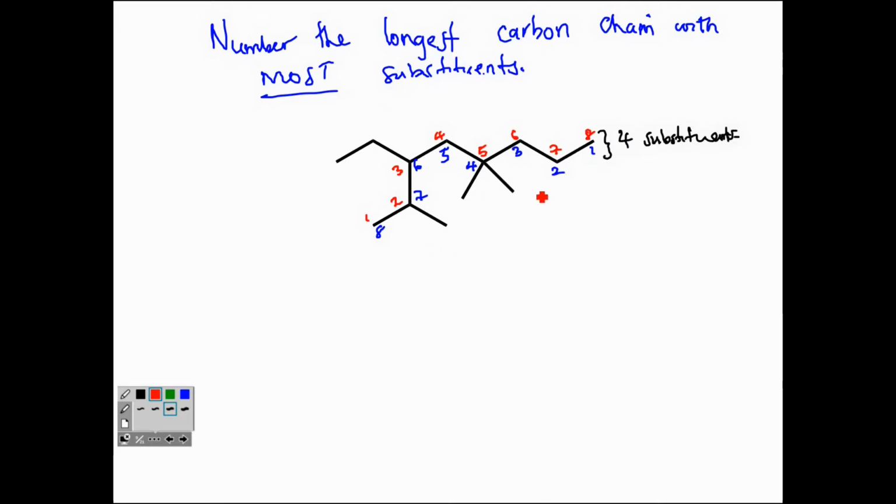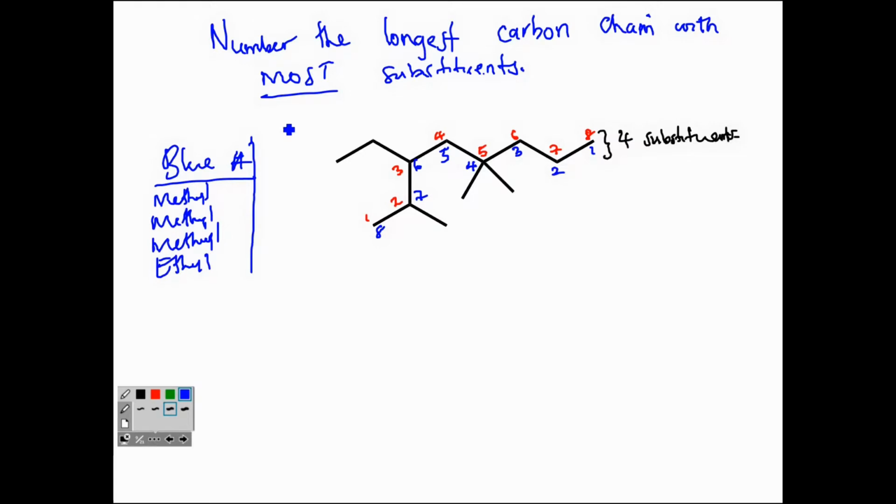So with the blue numbering, you have a methyl, a methyl, another methyl, and then an ethyl. You have a methyl on carbon number 4 and another on carbon number 4, because these 2 methyls are sharing the same carbon. And then you have another methyl on carbon number 7 and an ethyl on carbon number 6.